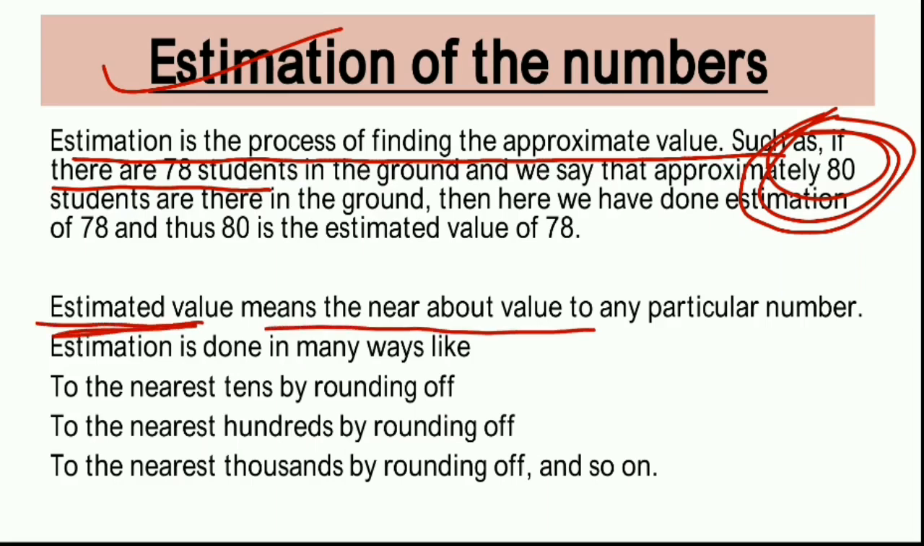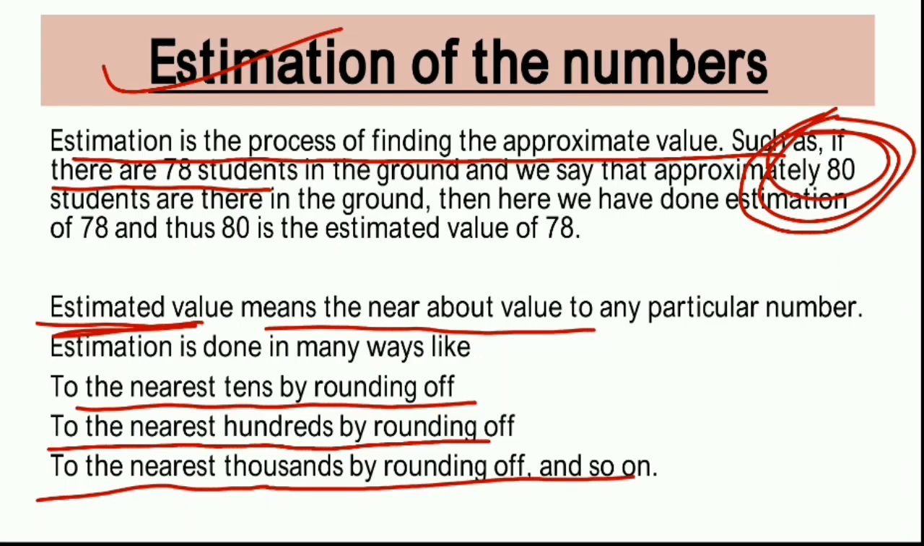Estimated value means near about value to any particular number. To estimate the number, there are many ways, like to the nearest tens by rounding off, to the nearest 100 by rounding off, to the nearest 1000 by rounding off, and so on, like to the nearest lakh, to the nearest 10 lakh, and many more of them. It depends upon the place of the number.